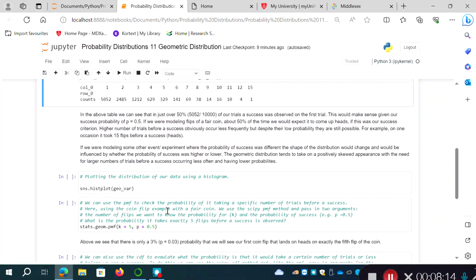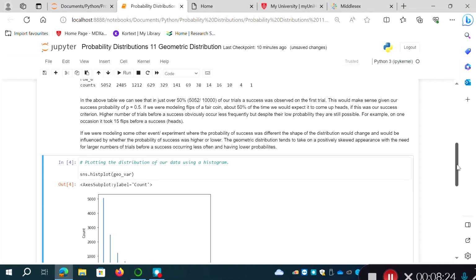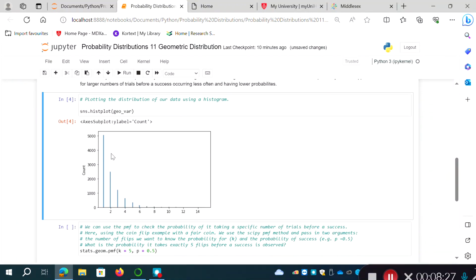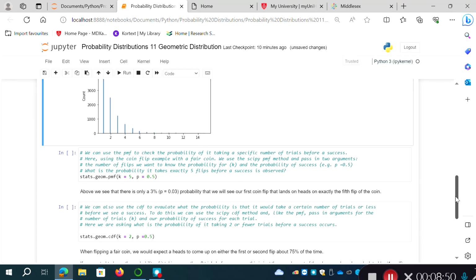And we can create a histogram to plot the distribution. So I'm using Seaborn, sns.histplot, to plot the distribution of our variable that we simulated. And you can see there it's got this positively skewed, sharply dropping off kind of effect. We do have one data point at 15. With a probability of 0.5, it's got a high probability of seeing a success with very few trials, and it tapers off quite sharply.